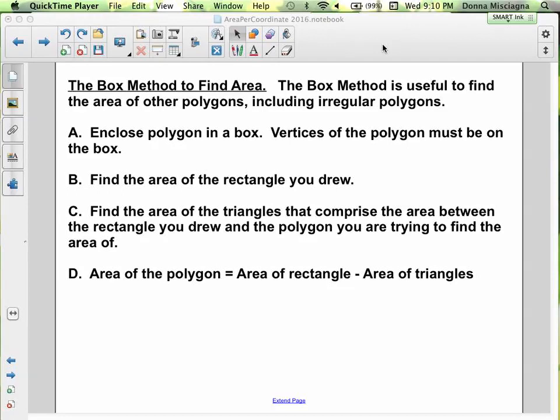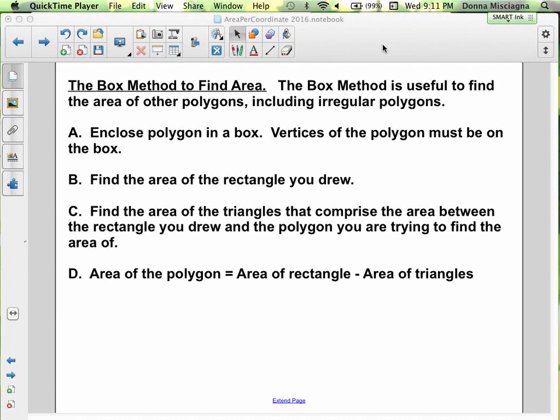Welcome. So now we're going to use the box method to find area. Box method is useful to find the area of other polygons, including irregular polygons. So any kind of polygon you want to find the area of, you can find the area of it. Regular, irregular, doesn't matter. You can find the area of an octagon if you want.